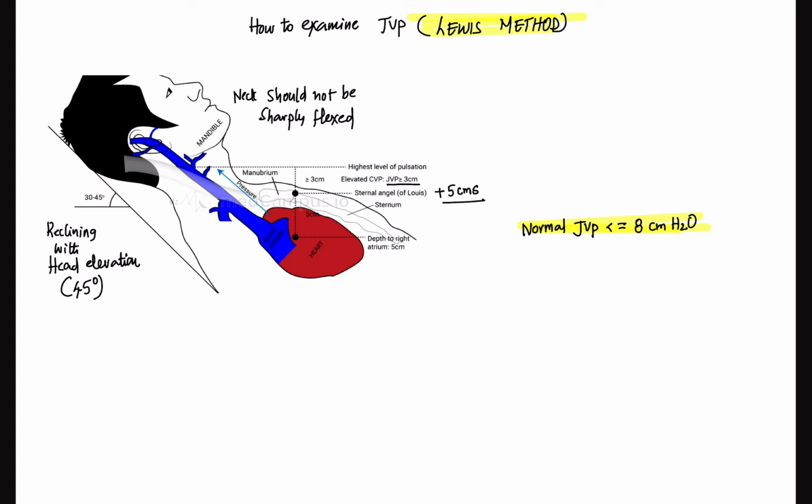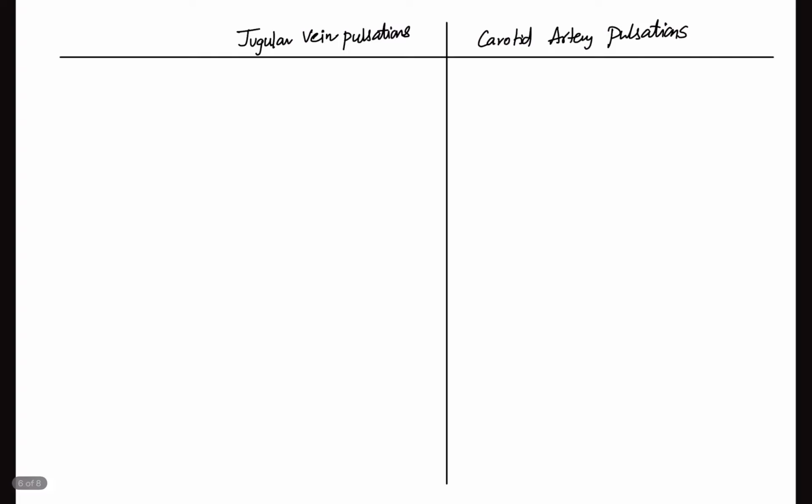Now when you're doing this Lewis method, when you're actually examining the JVP, the biggest problem or confusion is that close to the JVP we also have the carotid artery, as you can see here. So carotid artery pulsation and JVP pulsation, we might get confused. Carotid is an artery, jugular is a vein. To differentiate jugular vein pulsation from carotid artery pulsation, we have a very important special sign known as Moodley sign, which can be a potential question in the future.